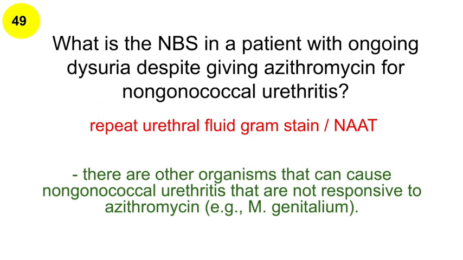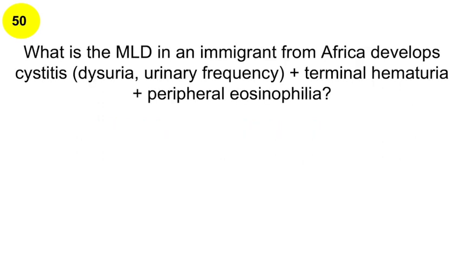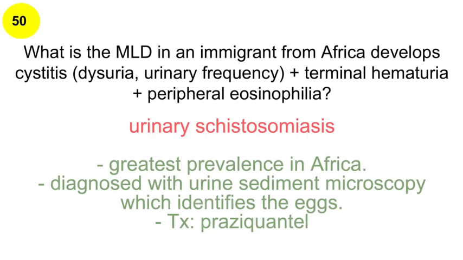What is the most likely diagnosis in an immigrant from Africa who develops cystitis with symptoms of dysuria, urinary frequency, terminal hematuria, and peripheral eosinophilia? Urinary schistosomiasis. So this condition has the greatest prevalence in Africa and is diagnosed with urine sediment microscopy, which identifies the eggs. Once you confirm the diagnosis, you want to treat with praziquantel.